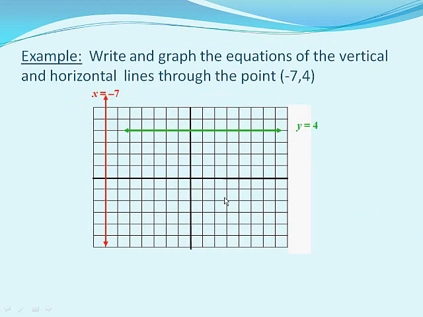Write and graph the equations of the vertical and horizontal lines through the point (negative 7, 4). This ordered pair tells you that the x value will be negative 7, and the y value is 4. So if you write the equation y equal to 4, you will get a horizontal line, and if you write x equal to negative 7, we will get a vertical line.